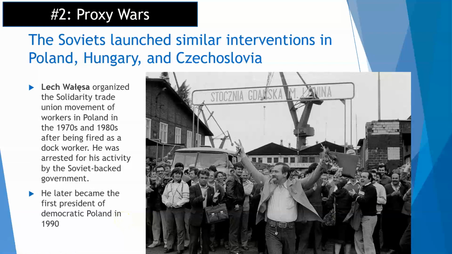Here's Lech Walesa, who organized the Solidarity trade union movement of workers in Poland in the 1970s and 1980s, after being fired as a dock worker. He was arrested for his activity by the Soviet-backed government, and he later became the first president of Democratic Poland in 1990.